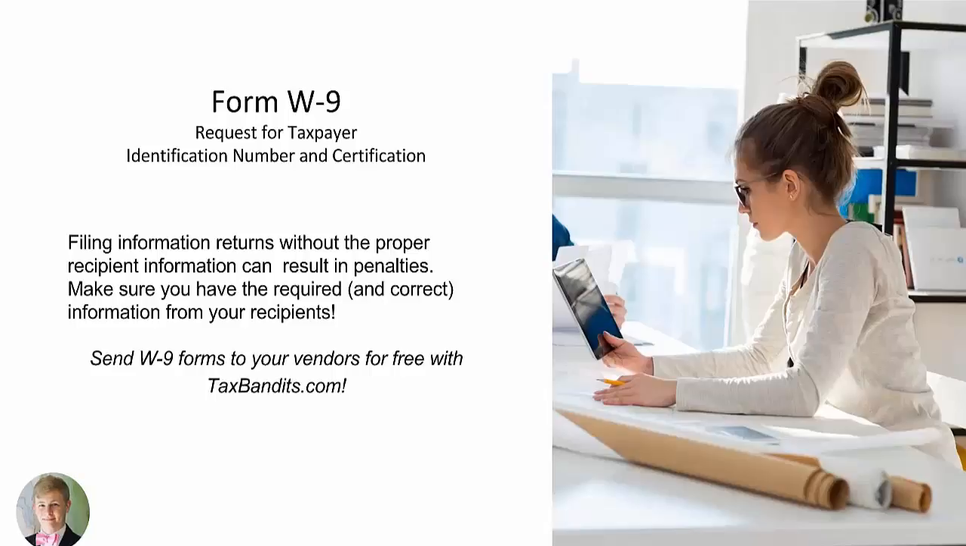So, stepping away from talking about all the ACA filings, I wanted to mention the importance of a W-9. Businesses use the IRS Form W-9 to request a taxpayer identification number and certification to get information from vendors they hire as independent contractors. The W-9 offers employers essential information such as the name, address, Social Security or tax identification number needed to complete your 1099 miscellaneous. Employers can actually send W-9 forms to their independent contractors for free using our TaxBandits website.